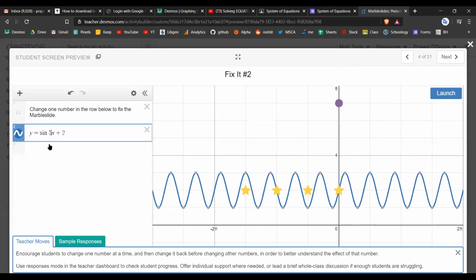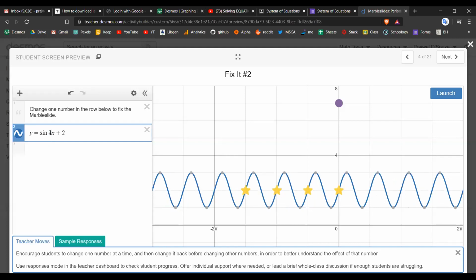I think one method is to make it 4 times x. Okay. Sounds like a plan. Should I launch? I think I'll launch. Nah, still dumb. You need to introduce the half? Okay, I'll introduce the half.